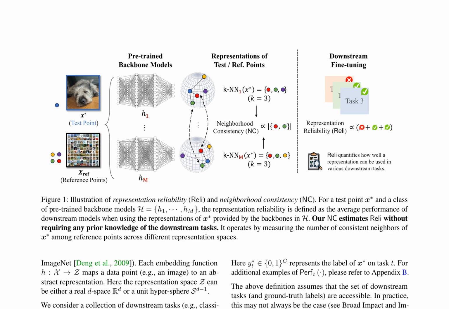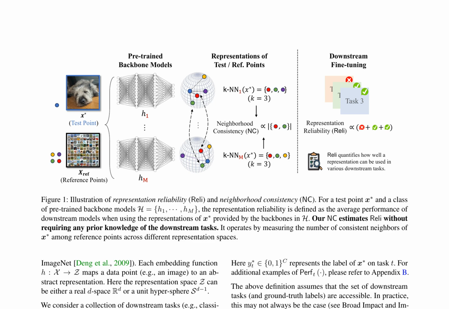Evaluating the quality of representations from pre-trained backbone models is crucial, and two key concepts are essential in this assessment: representation reliability and neighborhood consistency. Representation reliability refers to the average performance of downstream models when utilizing these representations. This metric provides a comprehensive understanding of a representation's quality, as it aggregates the performance of multiple models. Neighborhood consistency, on the other hand, measures the number of consistent neighbors among reference points across different representation spaces. This concept is vital, as it helps identify representations that are robust and consistent across various embedding functions.